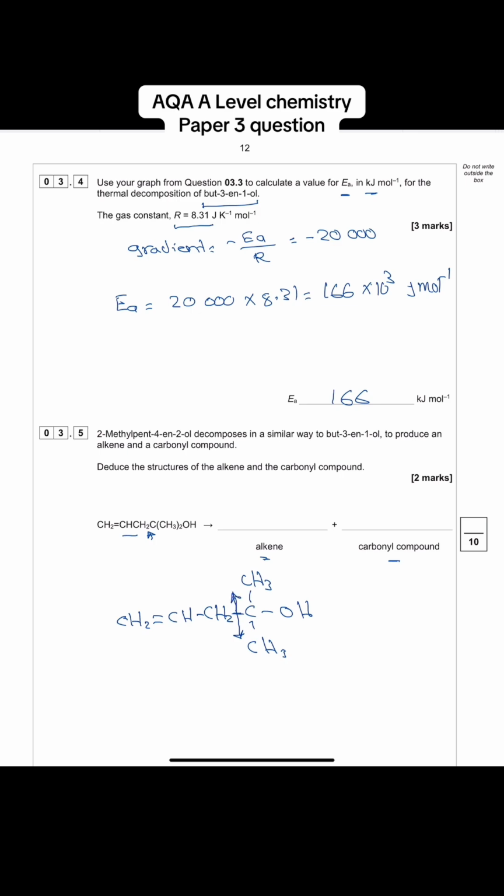So the thermal decomposition will take place here, and this part will give us the carbonyl compound, where a double bond will be generated here, and this one will give us the alkene. So the alkene will be CH2=CH-CH3. And then this is the carbonyl one. So this is the carbon, we're going to put the double bond to O and then the two methyl groups attached to it.